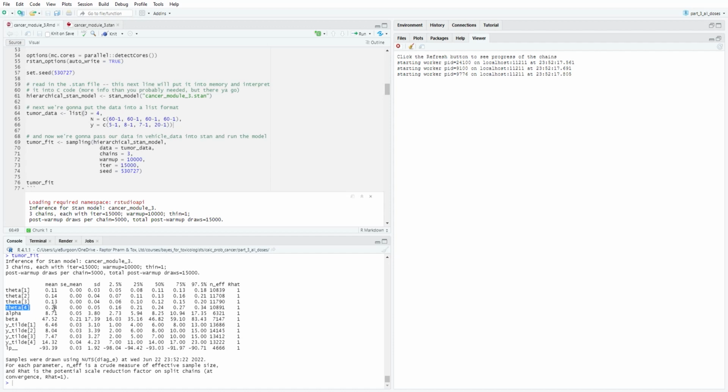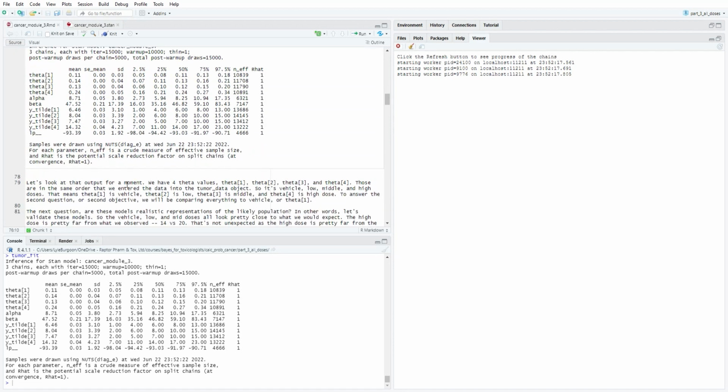And just looking at these means, you can see, ooh, wow, the high dose has a pretty high probability compared to vehicle. So this will be an interesting test. Whereas medium or low, not that different from vehicle. So this will be interesting to keep going, right?